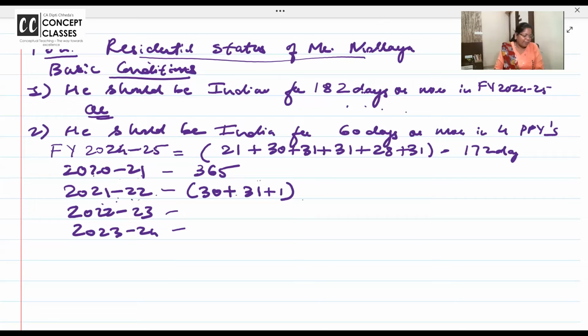22-23. He came to India and he was there in India only for 46 days. 23-24 nil. Did I ask you this question while reading? I had asked you, right? Ma'am, why nil in 23-24? Because again he came back in October 24. So how many days is he in India? Do the total. Resident, only resident.